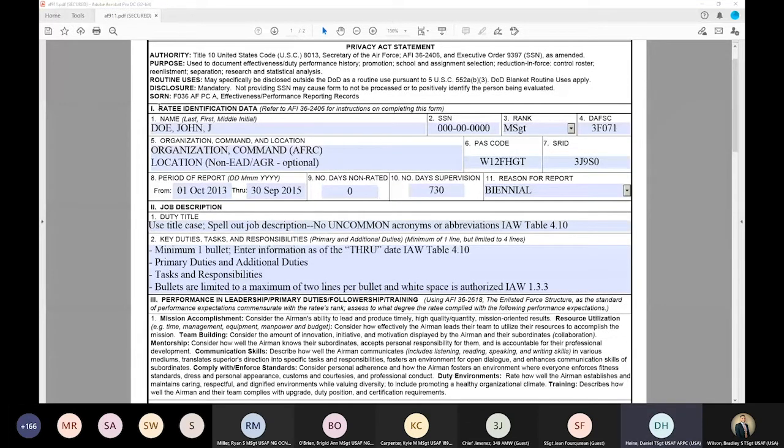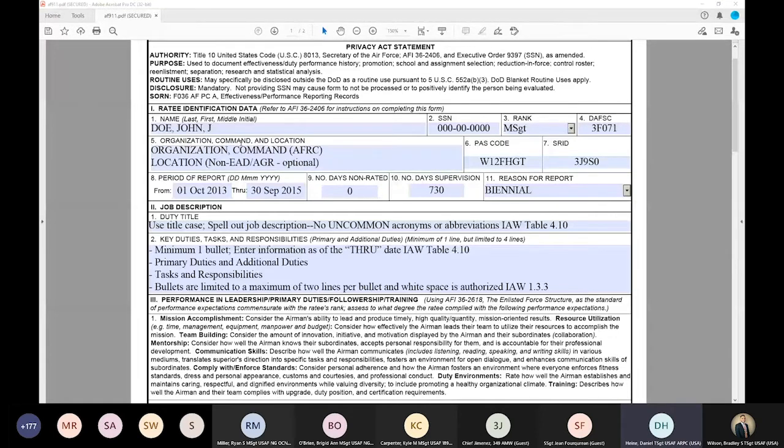In Section 1, Block 1 is the member's name: last, first, and middle initial. Block 2, their full social. This should be the member's full Social Security number, not just their last 4. Block 3, the rank as of the closeout date. The member's rank should match the closeout date on the report. Master Sergeants should always end 30 September of odd years for non-EAD or 30 September every year for AGR members. Block 4, the AFSC. This should be the member's duty AFSC that they hold, and it should match whatever's on the UMD and the personnel system.